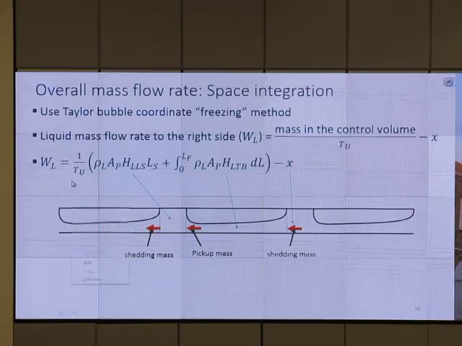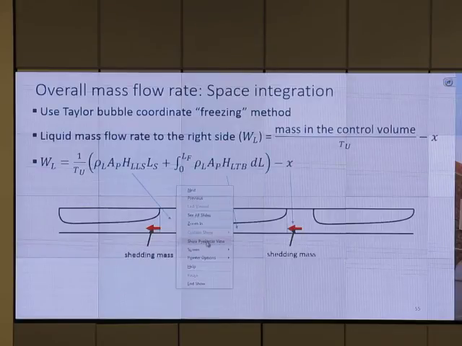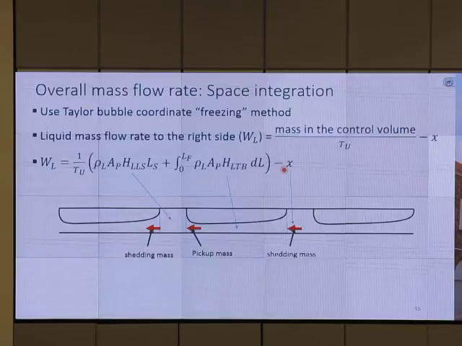For the case of slug flow, okay, let's start with elongated bubble flow. For elongated bubble flow, we don't have X. Okay. What we do is we take a picture, and then divide it by the elongated bubble flow period. When you take a picture, you want to know how much volume is inside or how much mass is inside.